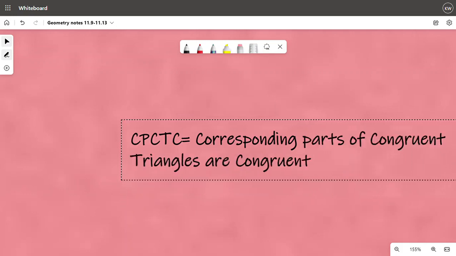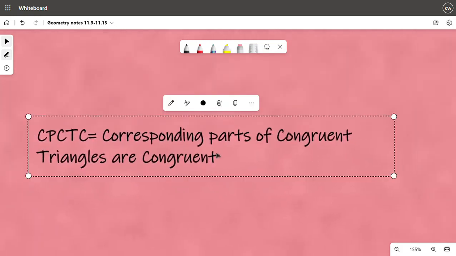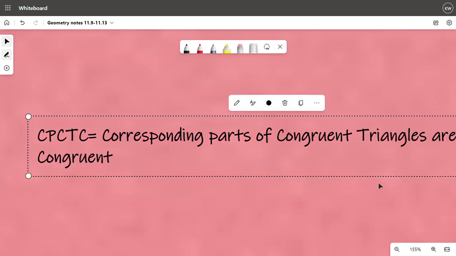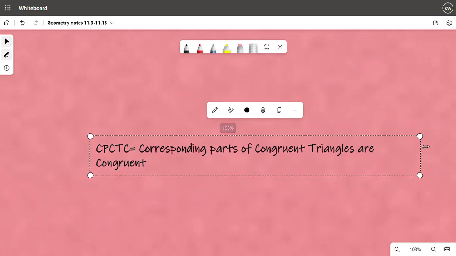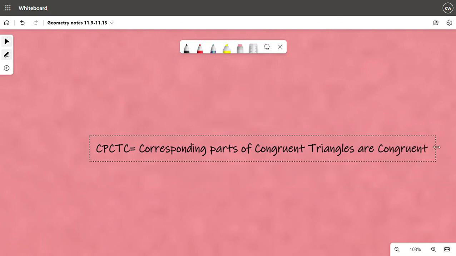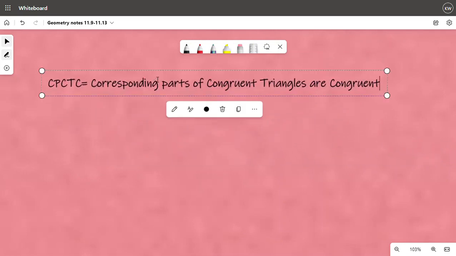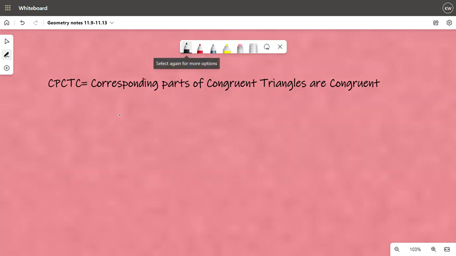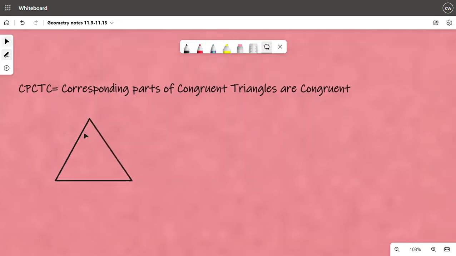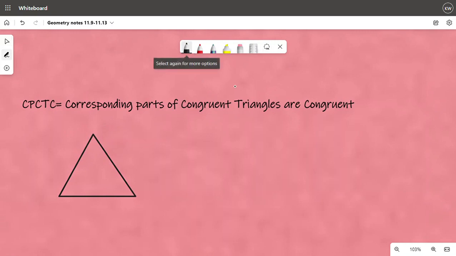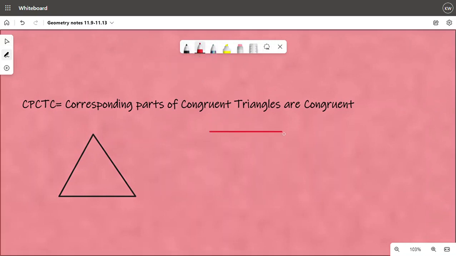Alright, so CPCTC is short for the corresponding parts of congruent triangles are congruent. I think you could start to see why we abbreviate this as opposed to saying this whole sentence out loud. Now, what does that exactly mean? Let's look at two triangles here, okay? So let's say I have this triangle here, and we also got another triangle over here. Let's make this one red.